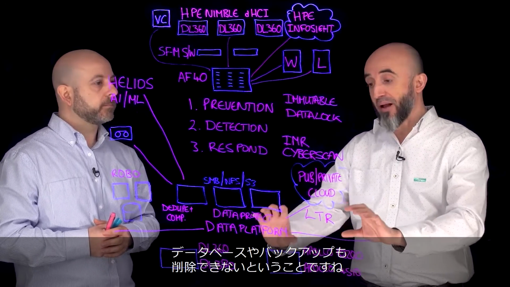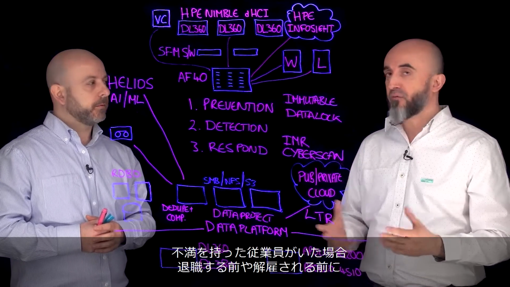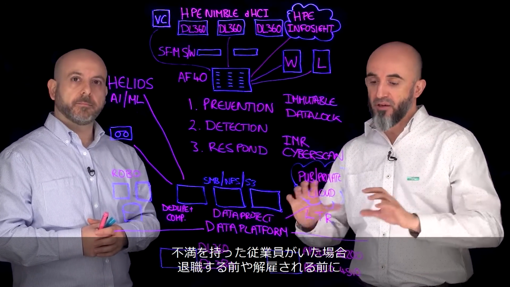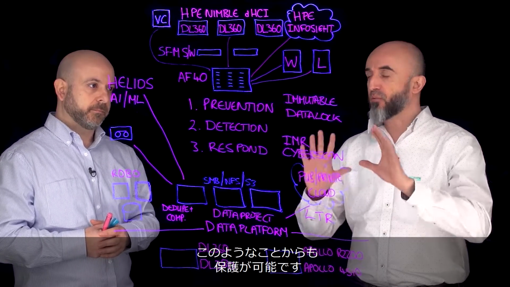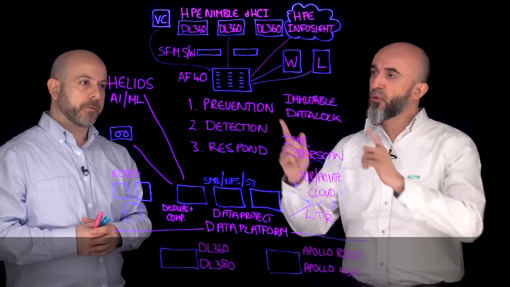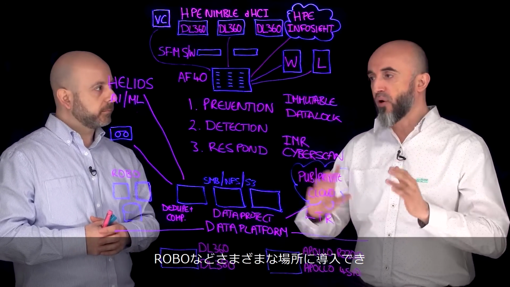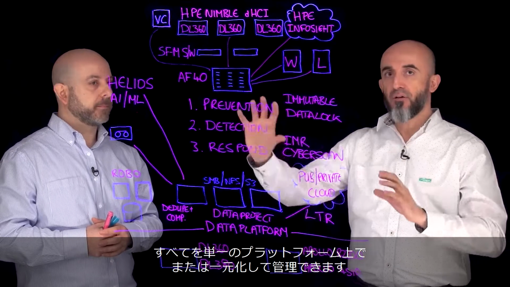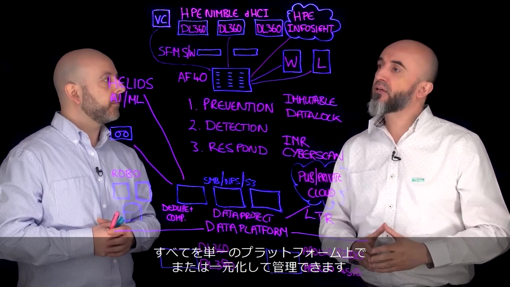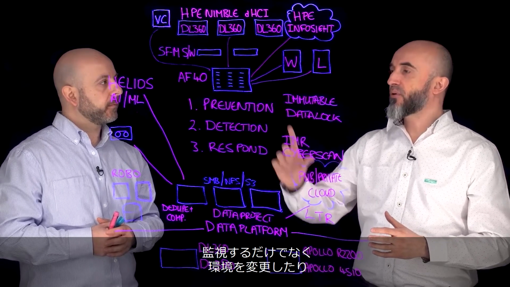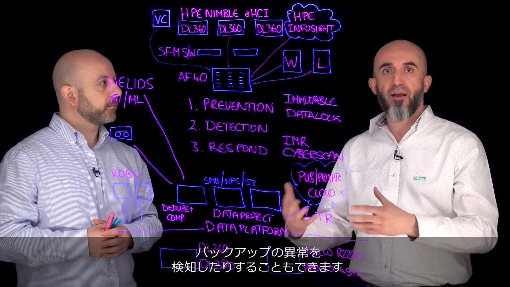The database or the backups cannot be deleted, which is great. We also talked about the data lock, so if you have disgruntled employees who want to maybe delete the database or the backup before they leave or before they get fired, we can protect against that as well. We talked about Helios, where you can have deployments at ROBO, at different locations, all managed under a single platform, a single pane of glass. So you can not only monitor, but you can also make changes to the environment, and also detect any anomalies that are happening in the backup.